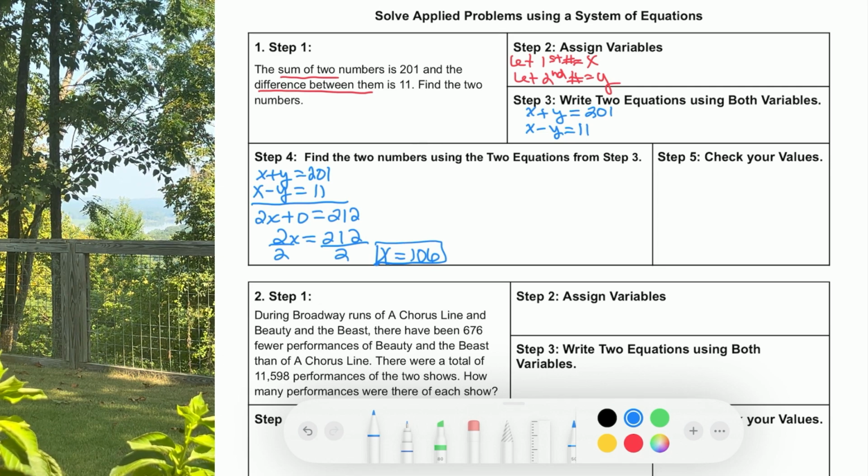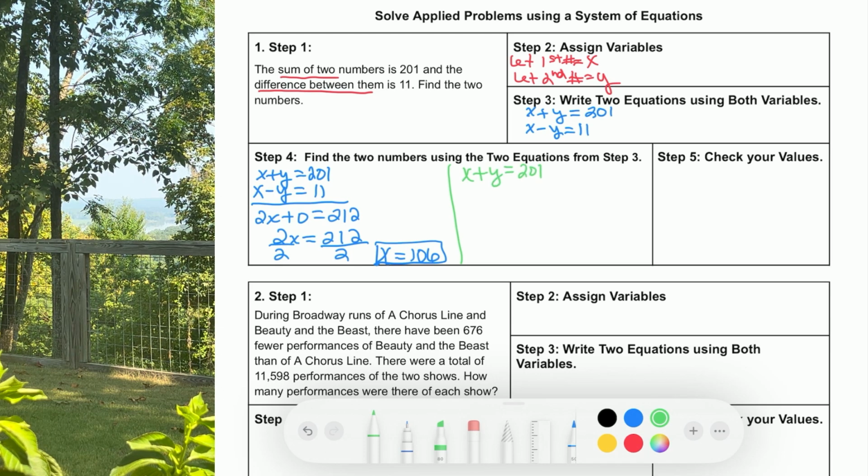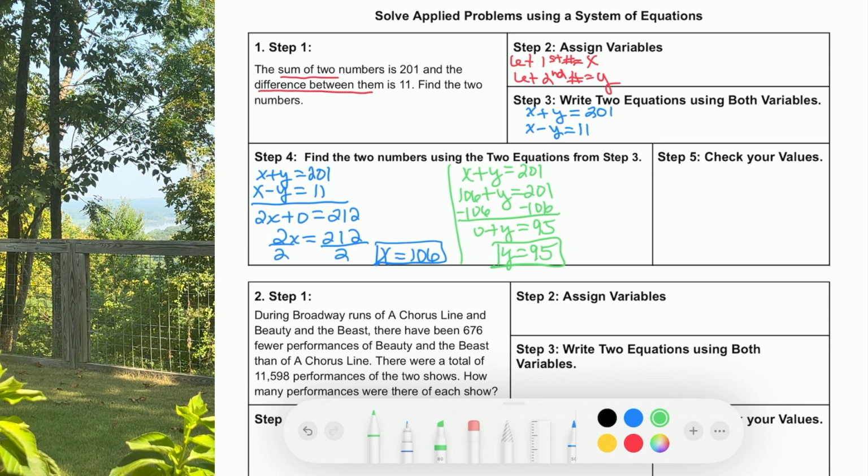So I'm going to take my first equation, the x plus y equals, here, let me move that over just a little bit. I'm going to show how we're doing the next part of this. So x plus y equals 201. I'm going to plug in the 106 that we found for my x. Subtract that from both sides. I get 0 plus y equals 95. So y equals 95.